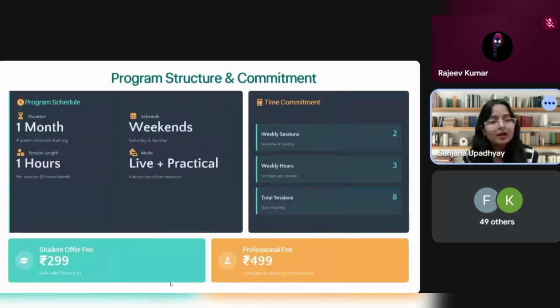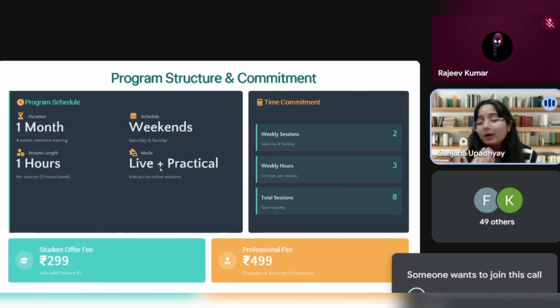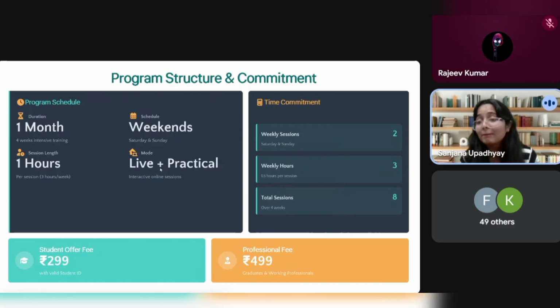And program structure and commitment. I have put some money to the program because actually I wanted to do it free, of course, because I have myself faced a point where there is lack of knowledge about what are the career options available. But free की चीज की value नहीं होती. There is no value for anything which is given for free.